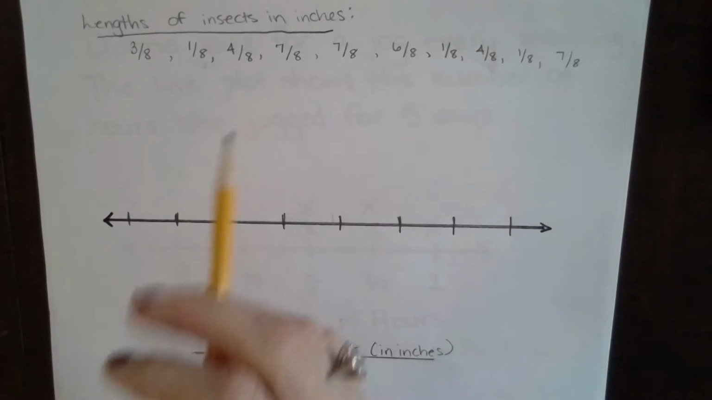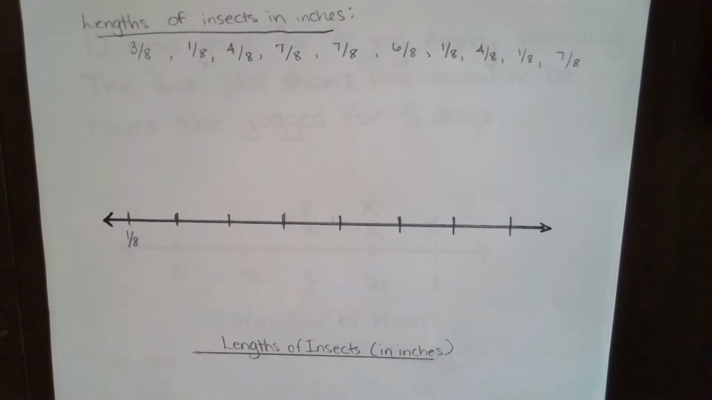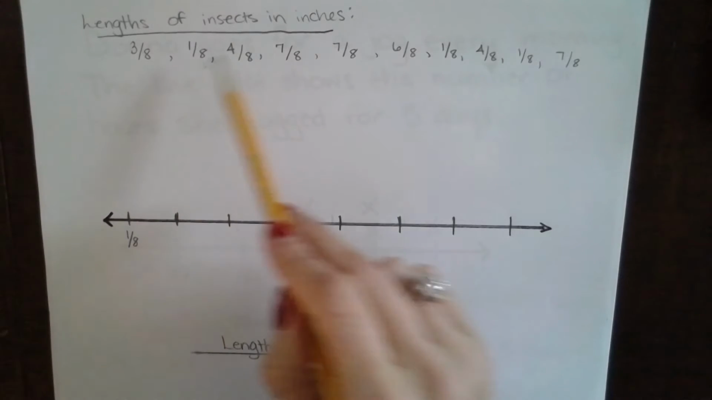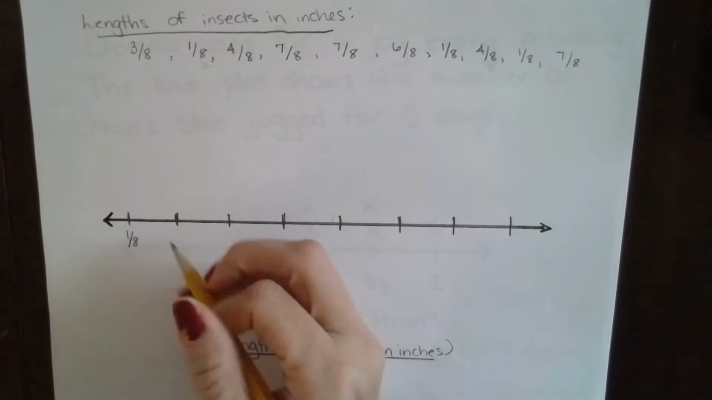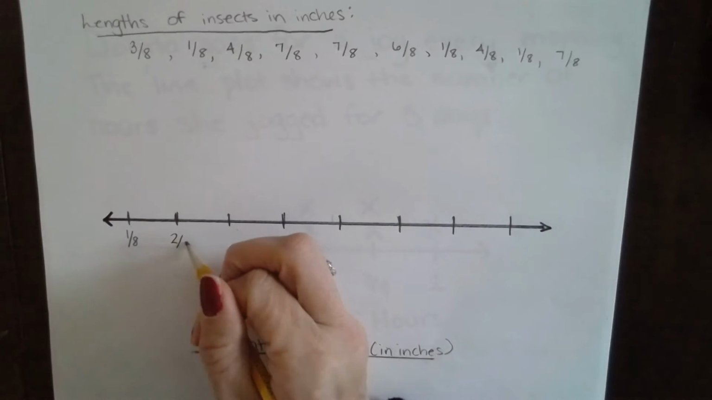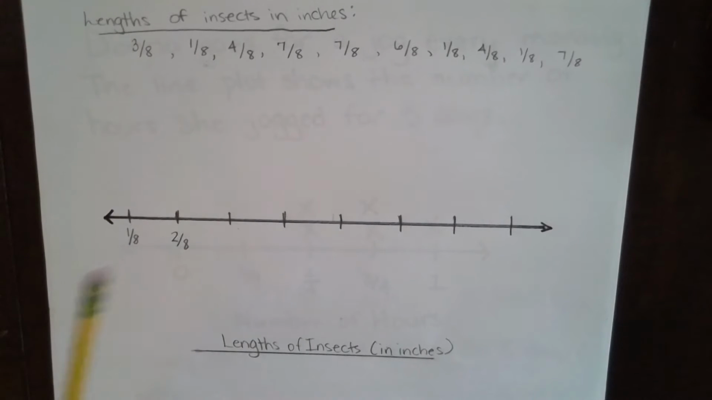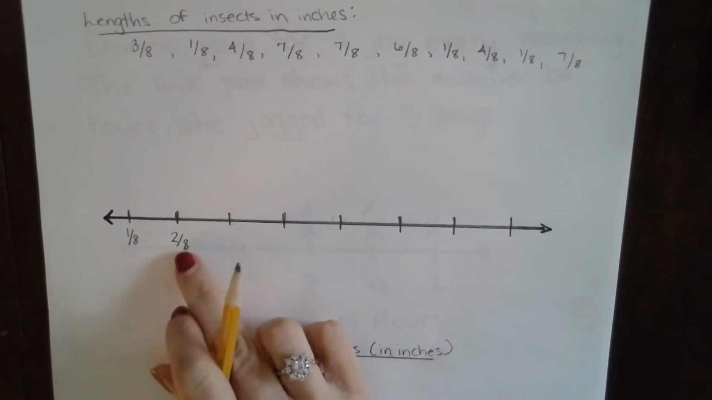So I'm going to start down here, and I'm going to label this as 1/8 of an inch. Now, I can see that I don't have any data points that are at 2/8 of an inch. But I'm still going to include that because you want to make sure that your data is evenly spaced. If you went from 1/8 right to 3/8, it wouldn't show you then that there are no insects with 2/8. So you need that data to be there.